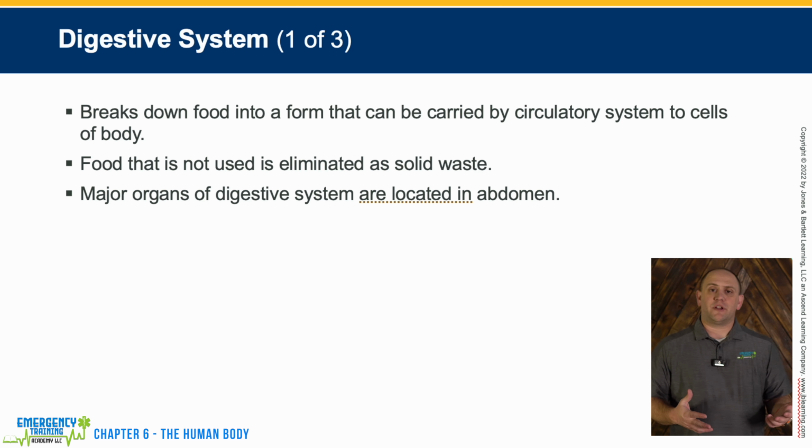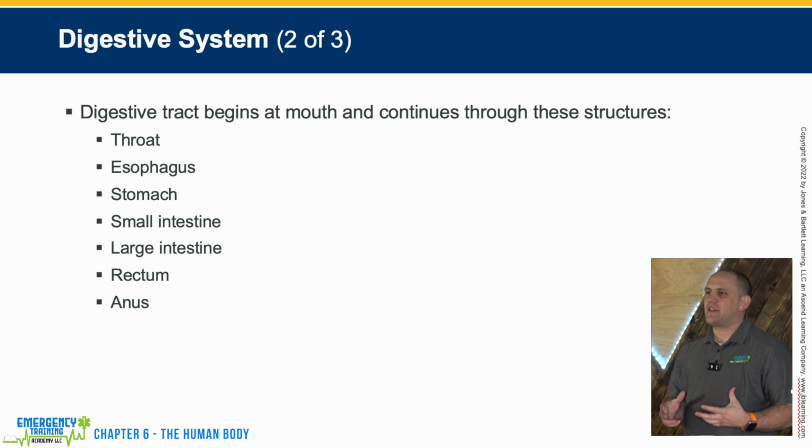Next, we have our digestive system. This is what breaks down our food, carries the nutrients into the circulatory system so that the nutrients can be spread throughout the body to all the cells. Food that is not used for energy is eliminated as solid waste. And all of those major organs of the digestive system are found within the abdomen. The digestive tract starts kind of in the mouth, really, but it starts with the throat, goes through the esophagus, from your esophagus into your stomach, to your small intestines, your large intestines, and then on out the backside.